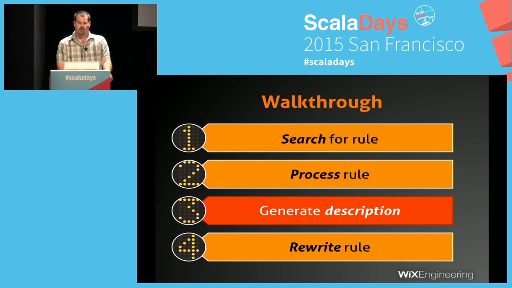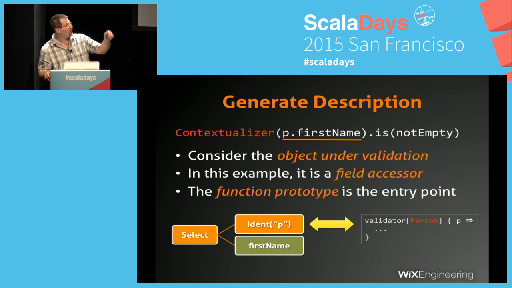The next thing I want to do is generate a description for my validation rule. So how do I do that? If we started off with p.firstname and we want to generate a sensible description for that, basically this is a field accessor. It's a very simple expression that as humans we can easily look at and reason about. If I take in a sample object called p and I'm validating p.firstname, then a sensible description would be first name, the name of the property that is being accessed.